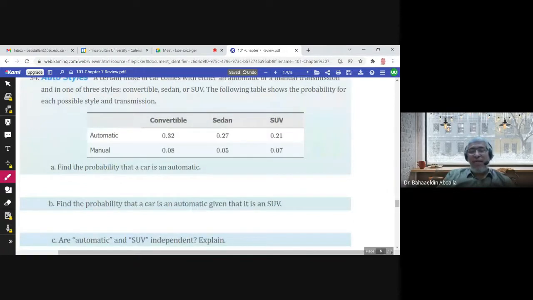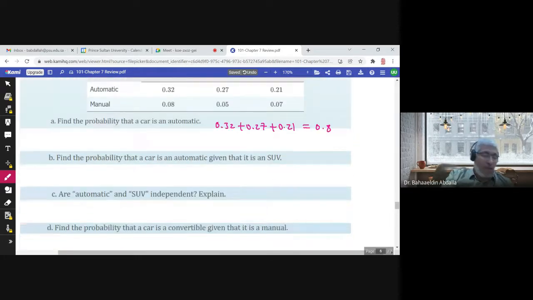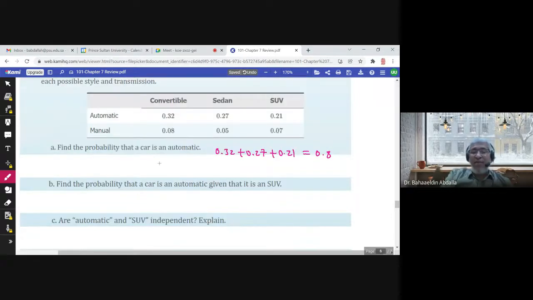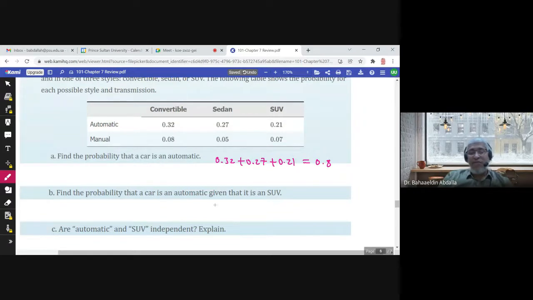Find the probability that a car is an automatic. We will select one car. What's the probability that it's automatic? How many automatics? All of these are automatics. So we add all of these probabilities: 0.32 plus 0.27 plus 0.21. If you add, I think you get 0.8. So the probability is 0.8.